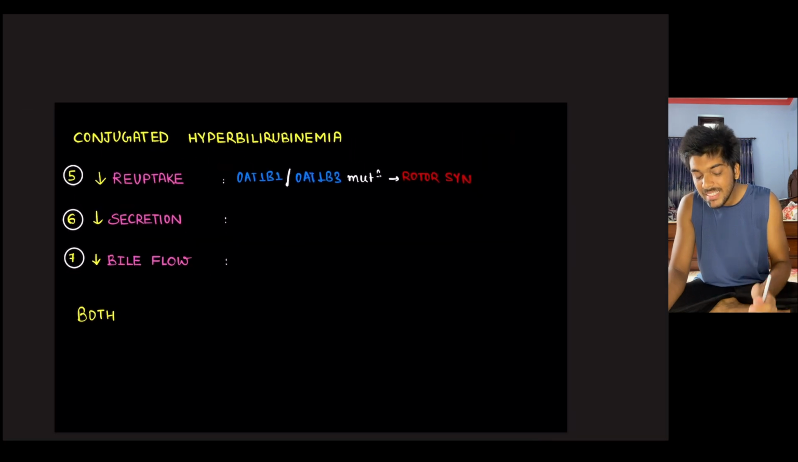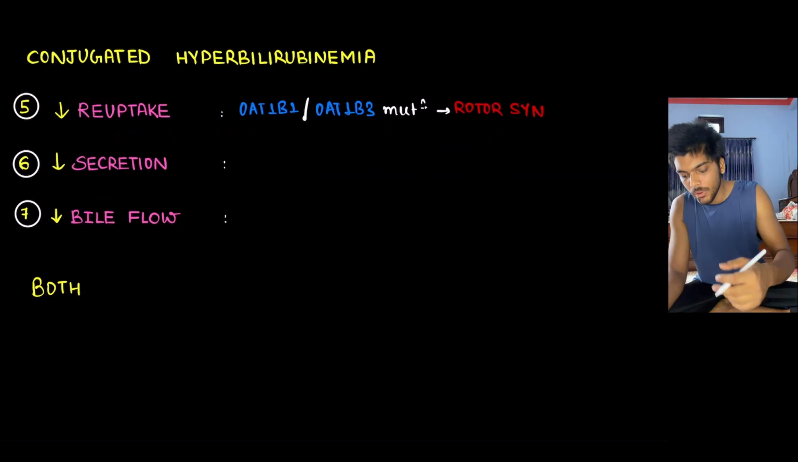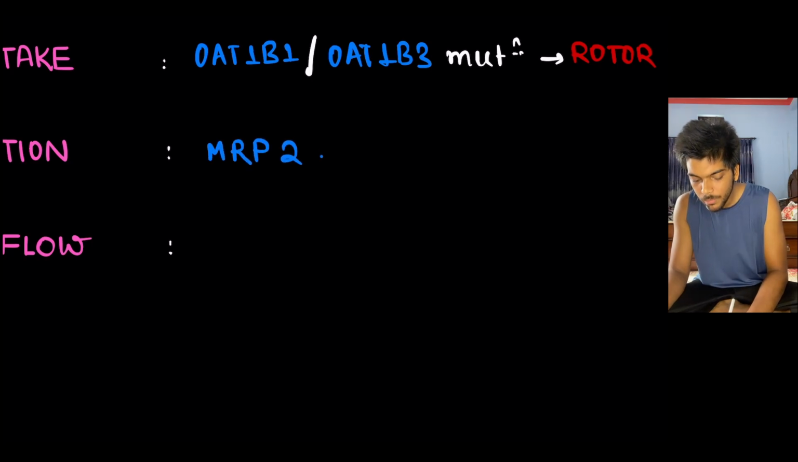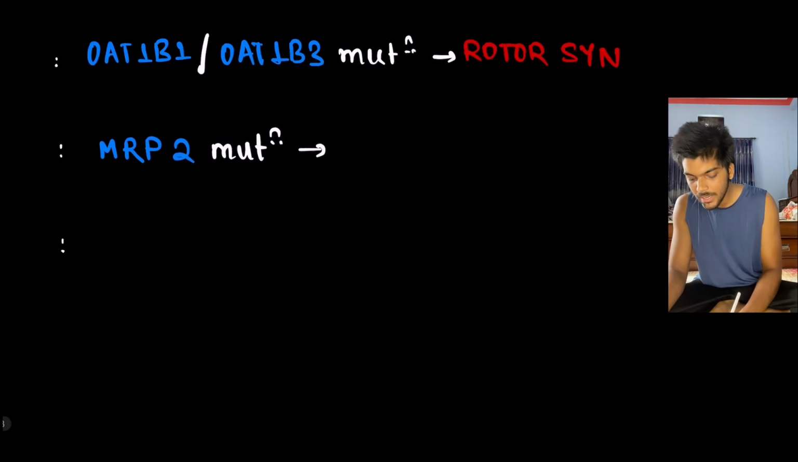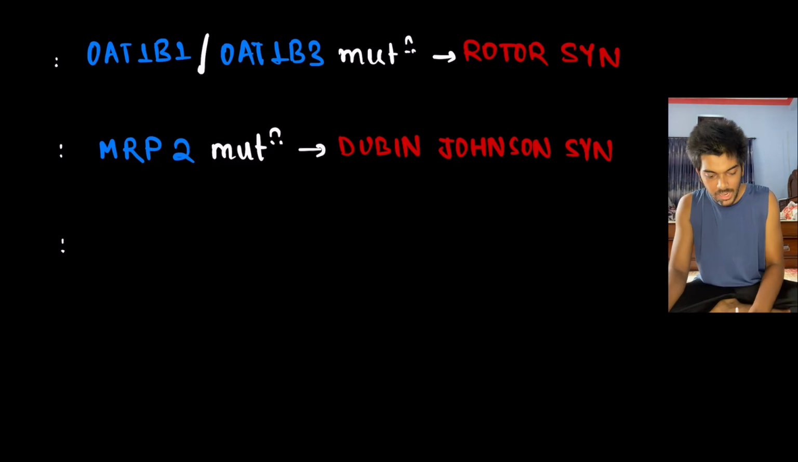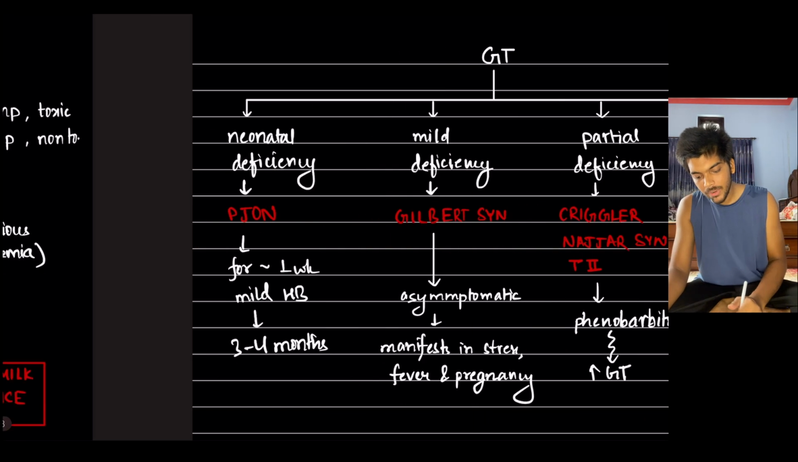Second, decrease in secretion into biliary canaliculi. Secretion takes place by which protein? Multi-drug resistant protein 2. So if mutation takes place there, obviously the secretion is not going to take place, and it is seen in Dubin-Johnson syndrome. Next, decrease in bile flow.